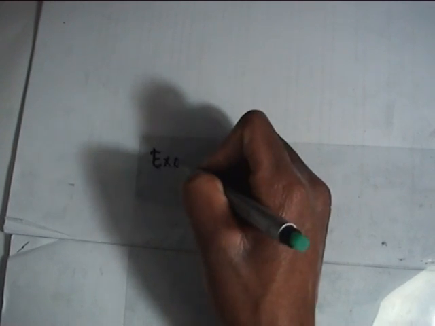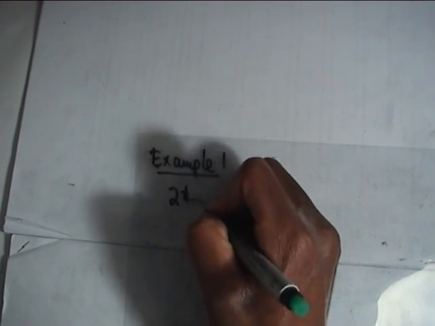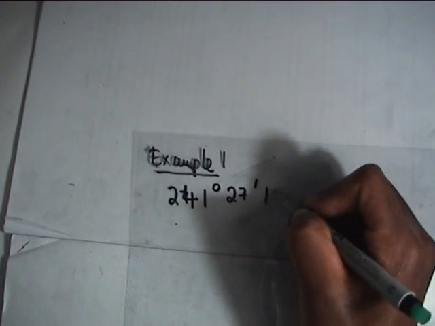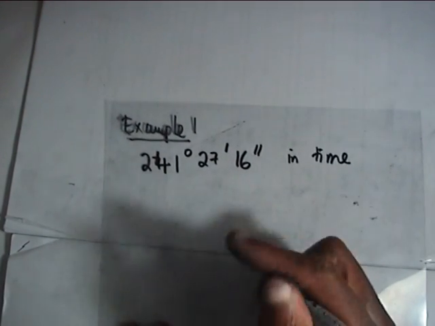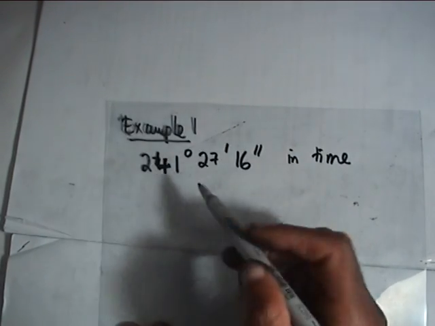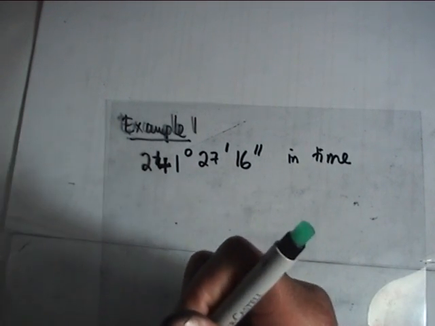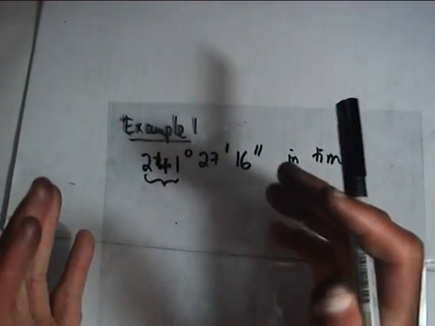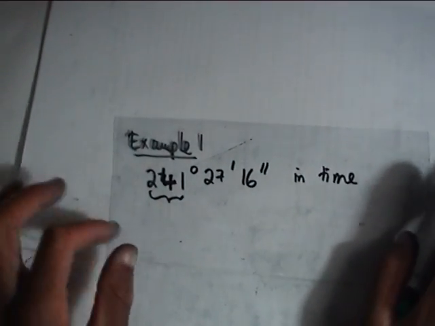Example number one, we are asked to express 241 degrees 27 arc minutes 16 arc seconds in time. So this has to be converted into time from degrees. The first thing that I would do is look at the first value, which is 241. These are full degrees, 241 whole number degrees. So I'm going to take 241 and convert them first.